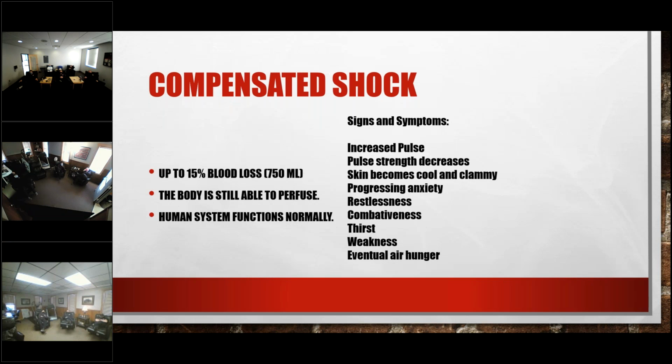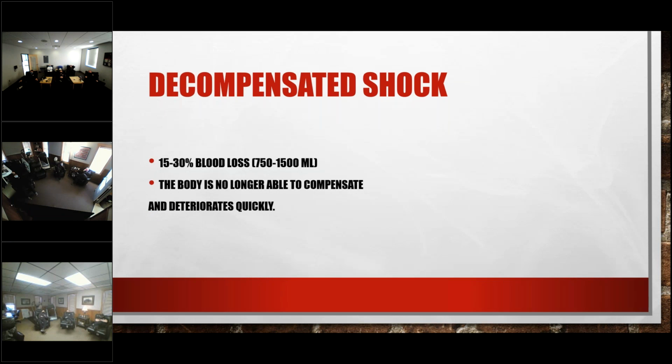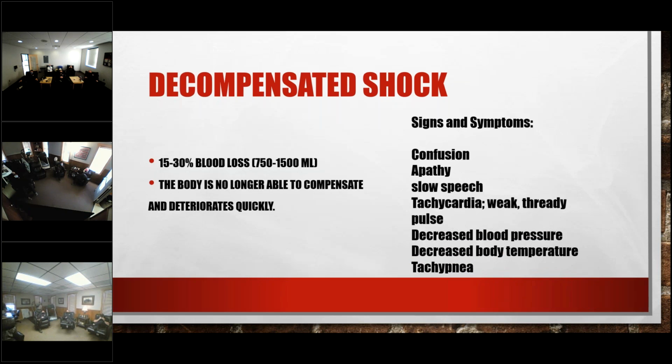So if we're not able to control that bleed and that patient continues to deteriorate, they're going to go into decompensated shock. Within decompensated shock, the patient no longer is perfusing properly, so they have now switched from aerobic metabolism to anaerobic metabolism. Their tissues are not getting the oxygen that they need. They're not creating the energy in order to sustain life. And then we are also creating a lot of lactic acid and carbon dioxide that's going to build up within the system. So roughly 15 to 30% of blood loss is going to put us within that decompensated shock phase.